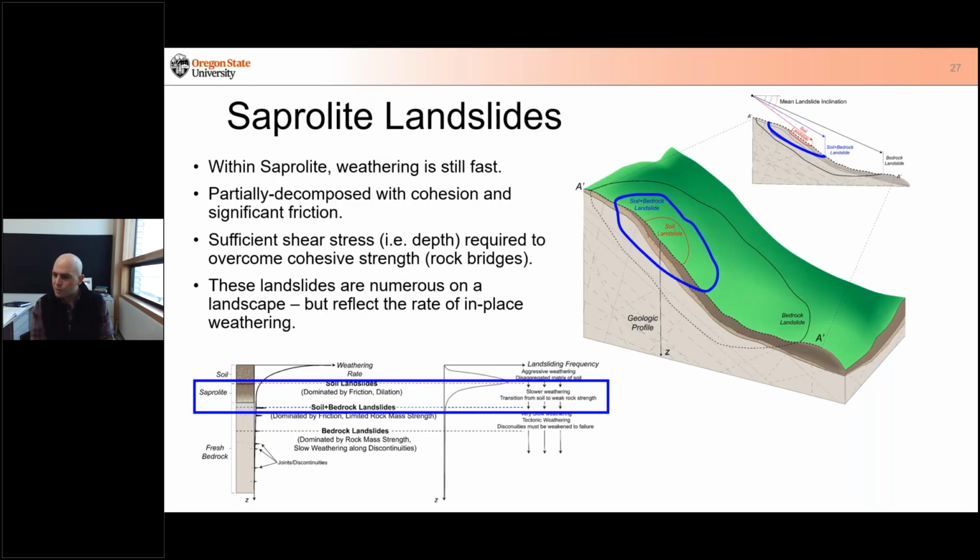And there starts to be a trace more of actual intact rock mass, so cohesion in quotes, as well as significant friction. Normal effective stresses are still low, but there still needs to be sufficient shear stress to cause failure in this range to overcome that brittle strength of rock when it's intact. These landslides are numerous on the landscape and reflect the rate of in-place weathering.